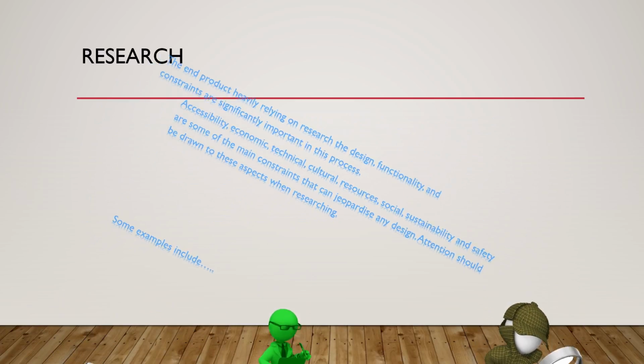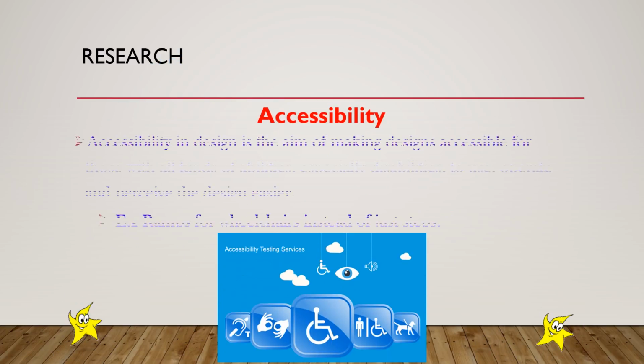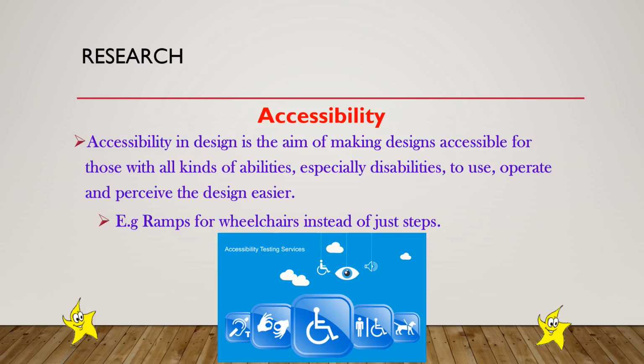Some examples include accessibility. Accessibility in design is the aim of making designs accessible for those with all kinds of abilities, especially disabilities, to use, operate, and perceive the design easier. Example, ramps for wheelchairs instead of just steps.